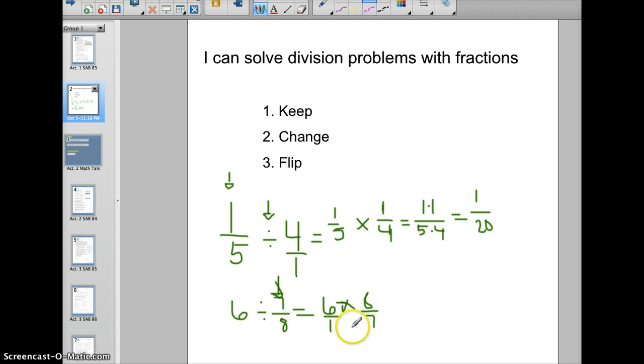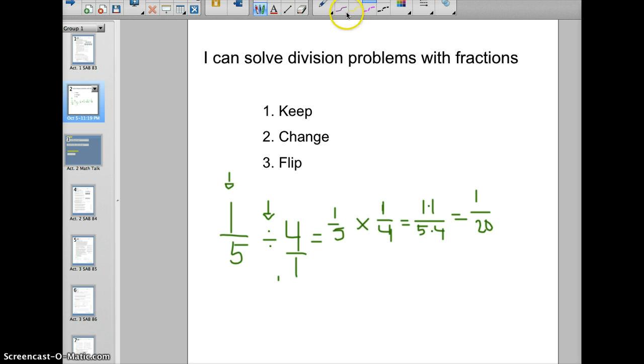Can I simplify here? No. So 6 times 8, which is 48. So we have 48. I'm so sloppy with this, guys. You know I am. I'm sorry. 48 over 7. And then we can make that into a mixed number. 7 can go into 48 how many times? Well, we know 6 times 7 is 42. And then we have a remainder of 6, so 6 and 6/7 is what we get for that one. Okay, keep, change, flip. I'm going to do one more.